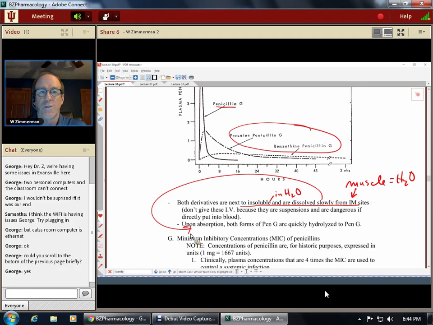And once they're in the plasma, the procaine or the benzathine gets split off. So what you get is a very long duration of action. This is still the drug of choice. Benzathine is for treating syphilis.